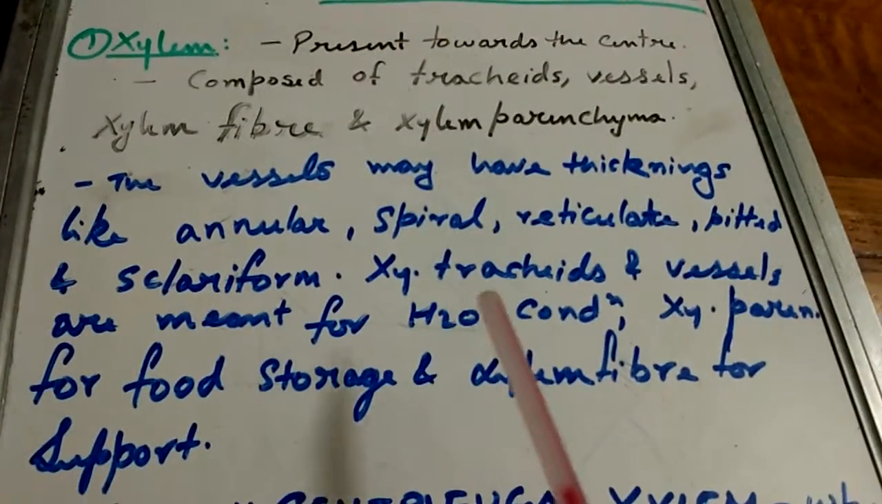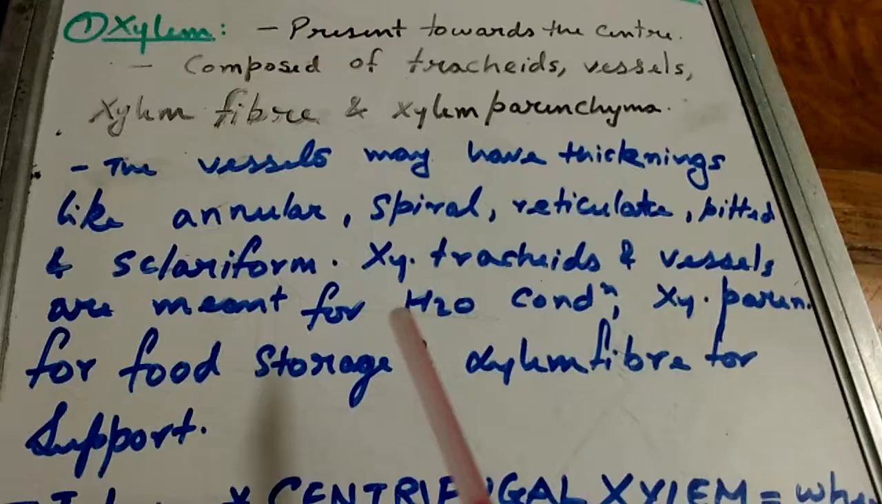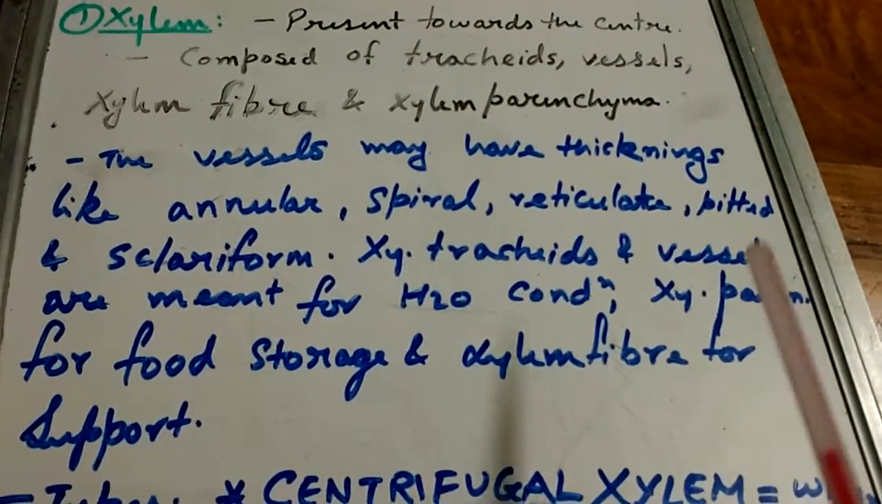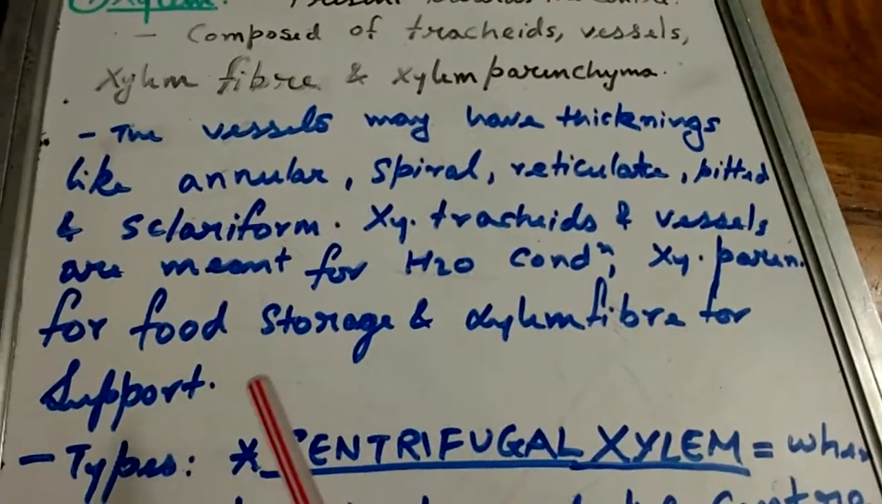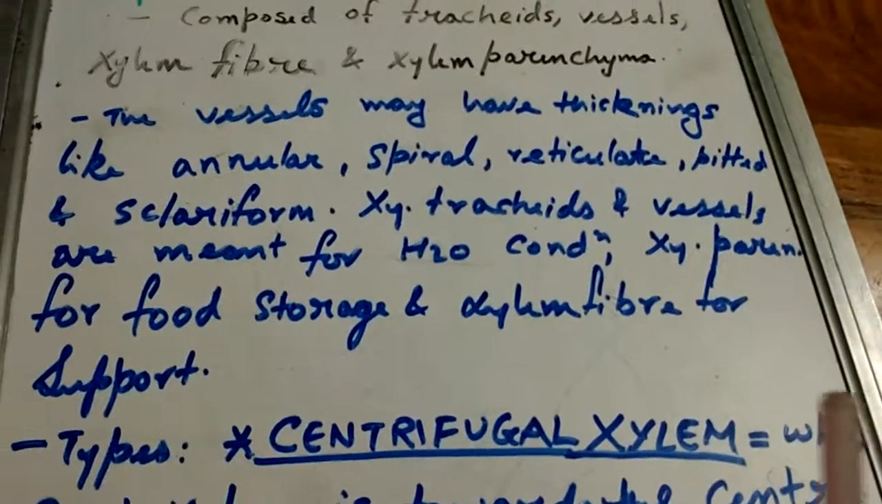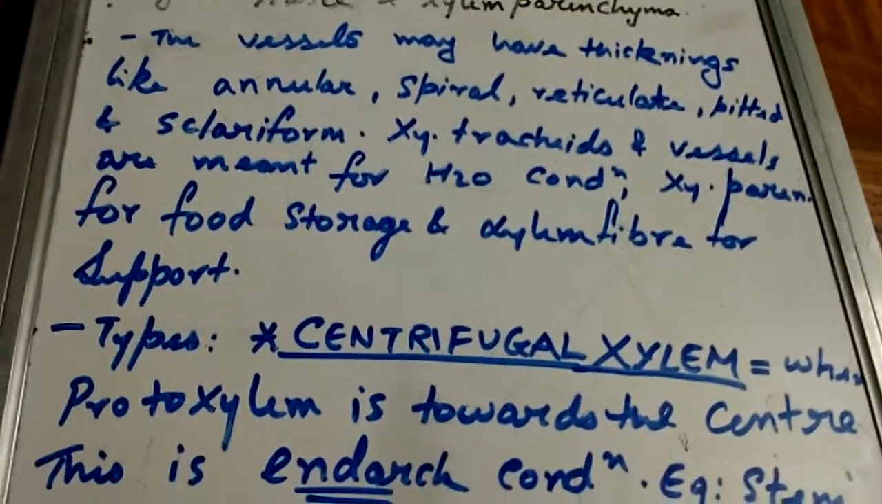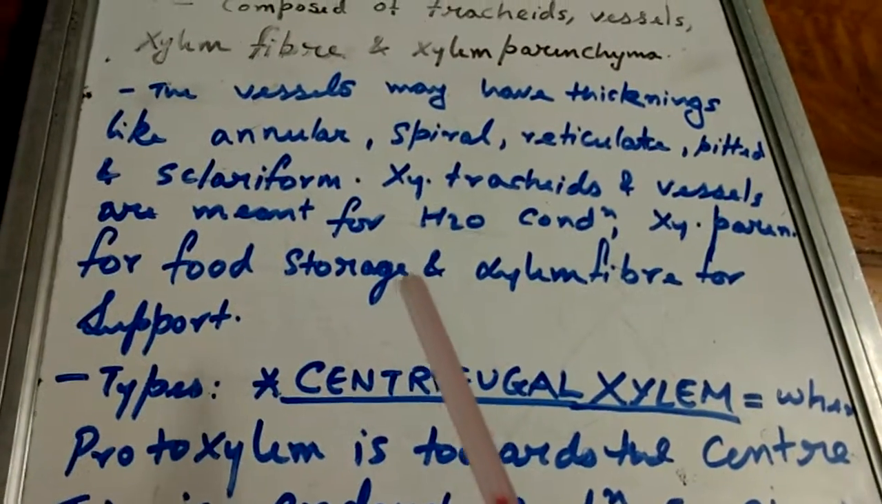Xylem tracheids and xylem vessels are meant for water conduction. Xylem parenchyma is meant for food storage and xylem fiber is meant for support. So these are some important functions performed by these components of xylem.